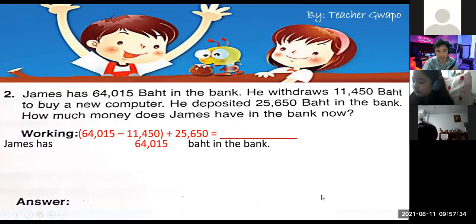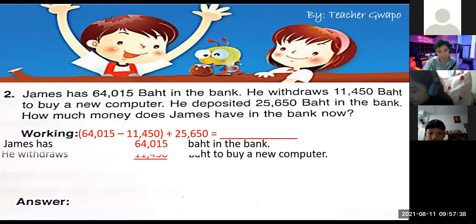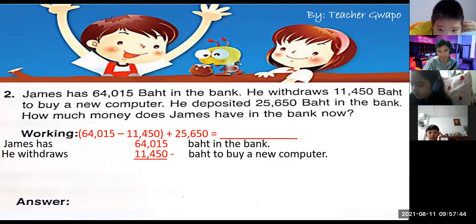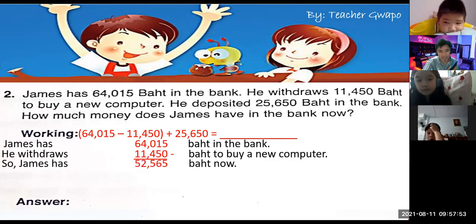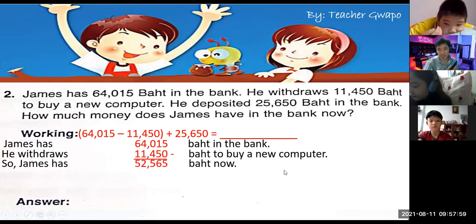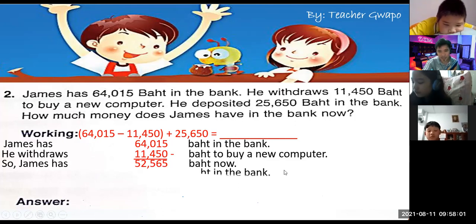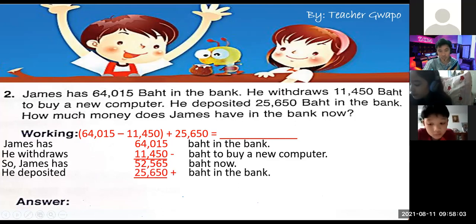And then after that, he wants to buy a computer. So he withdraws 11,450 baht to buy a new computer. And then after he bought a computer, James has 52,565 baht now, but he deposited 25,000. So when he deposited, we need to add.